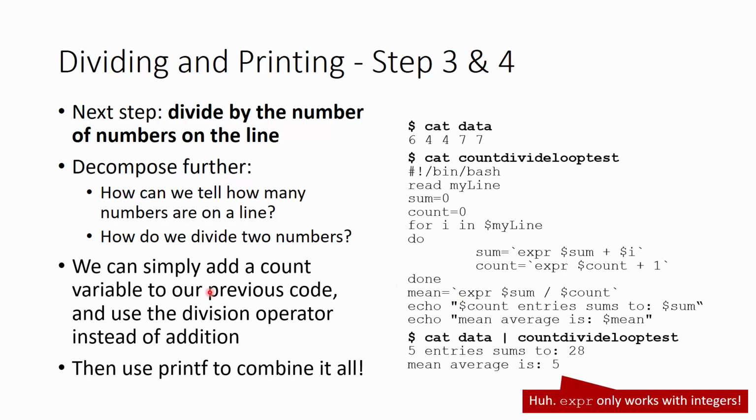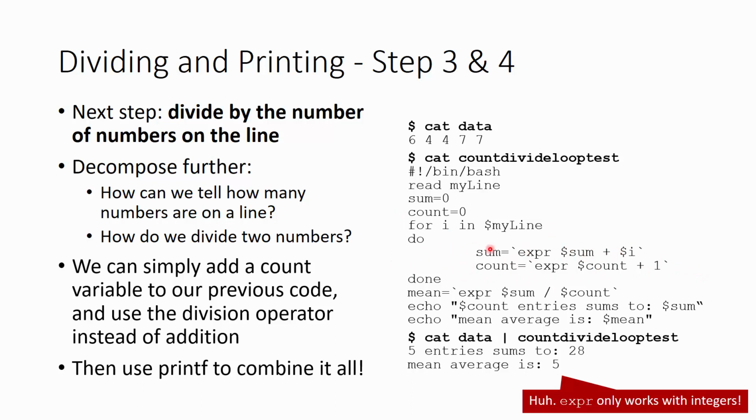Well, with our script here, we know that we can simply add a count variable to what we had, and then use the division operator instead of addition. And then to print it out, we'll use printf. So additions to our code that we had on the previous slide, we've added a new count variable starting at 0, and every time through our loop, simply increment the count variable by 1.